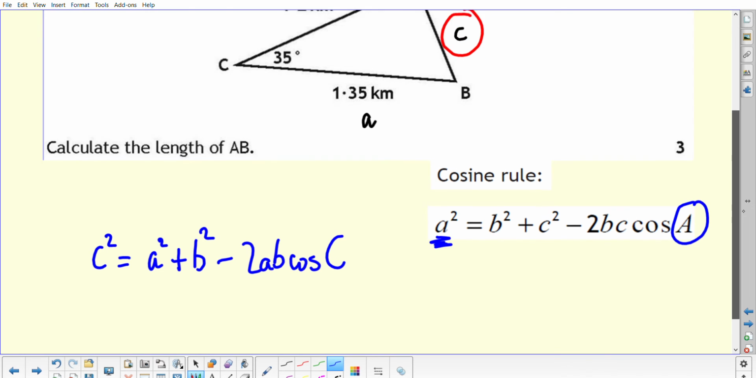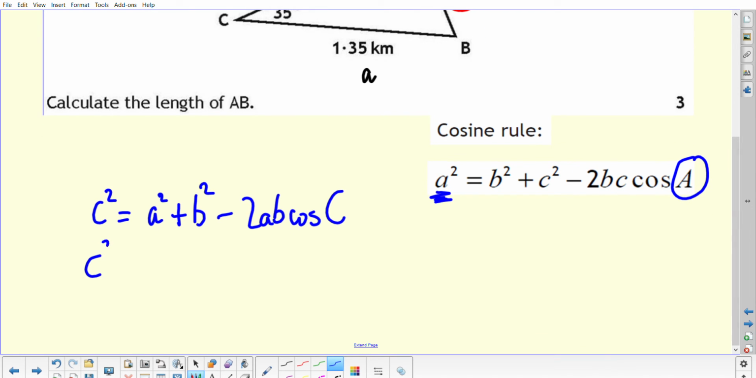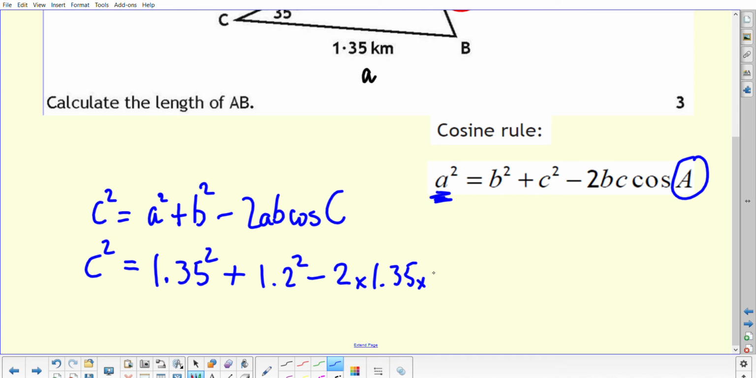So now just filling in our sides. The length that I've marked as A, that is 1.35, that is getting squared, plus your length for B is 1.2 squared, minus, and then this has all been multiplied, so you're doing 2 times 1.35 times 1.2 times the cos of the angle, which is 35, and you would do all of that in the calculator.